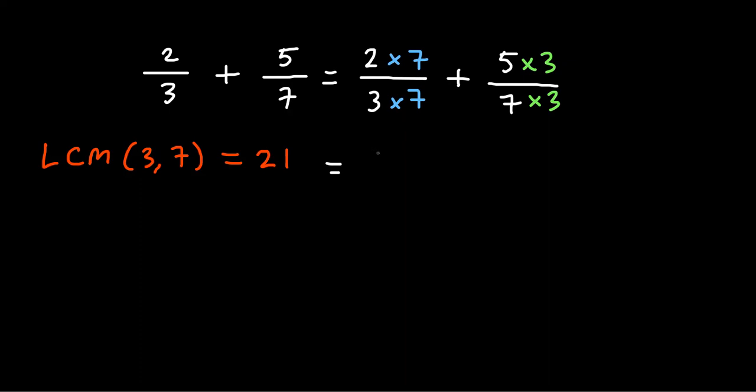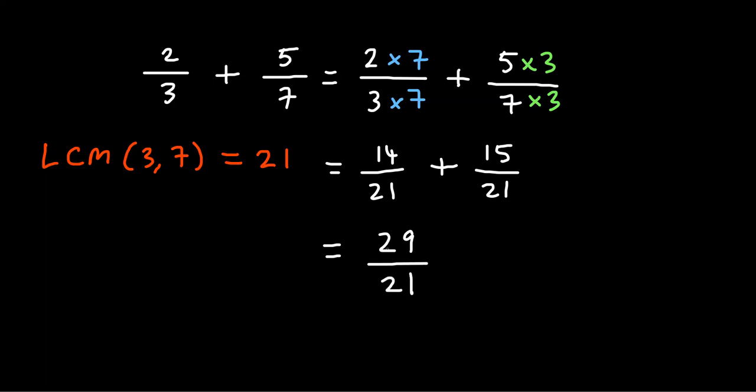So that becomes 14 over 21. And this fraction becomes 15 over 21. And then you can add as before. So 14 plus 15 is 29, and that would be over 21. And since there aren't any common factors for these numbers, this would be the simplest form. So the answer is 29 over 21.